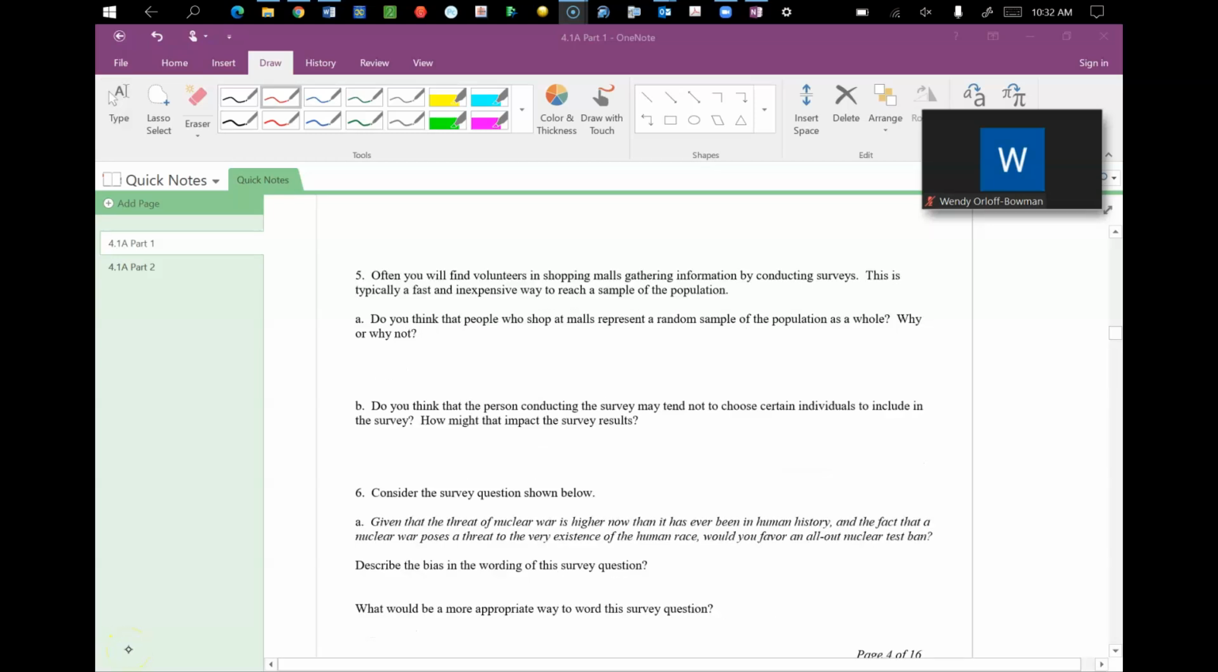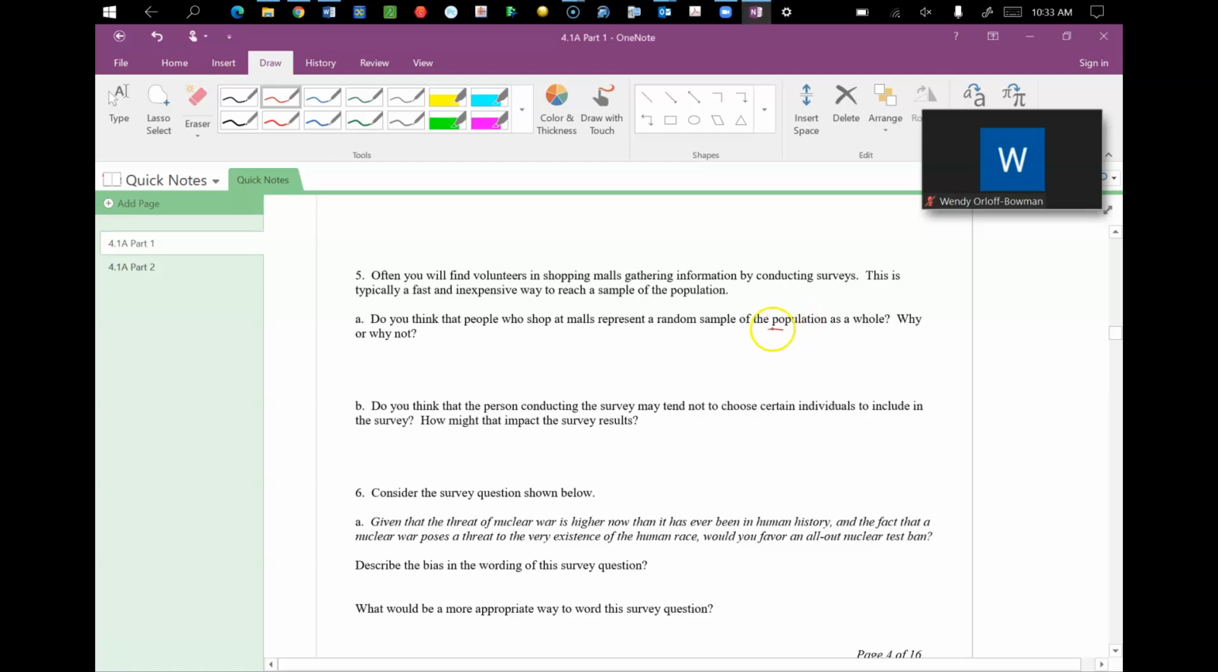Here's another example. Often you will find volunteers in shopping malls gathering information by conducting surveys. This is typically a fast and inexpensive way to reach a sample of the population. Do you think that people who shop at malls represent a random sample of the population as a whole? Why or why not?